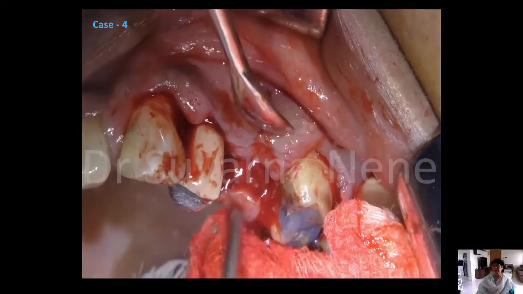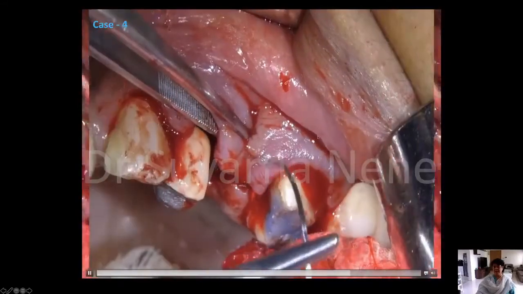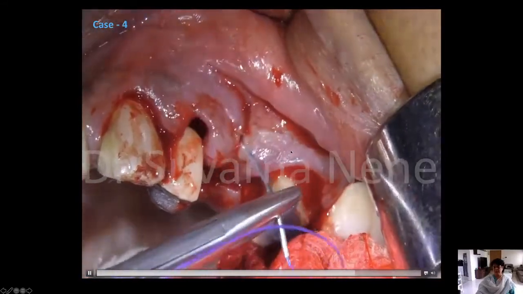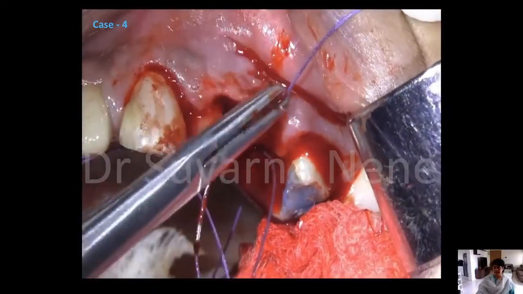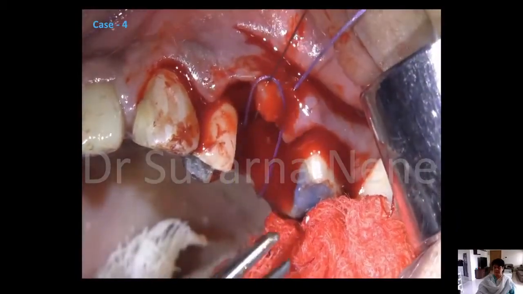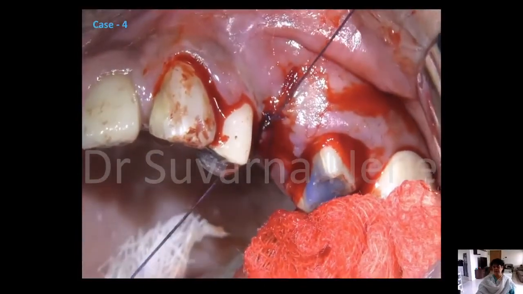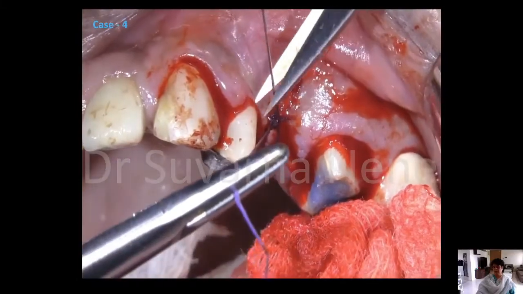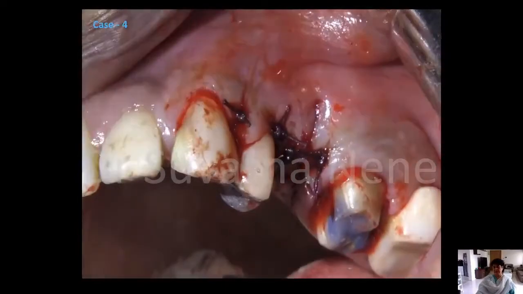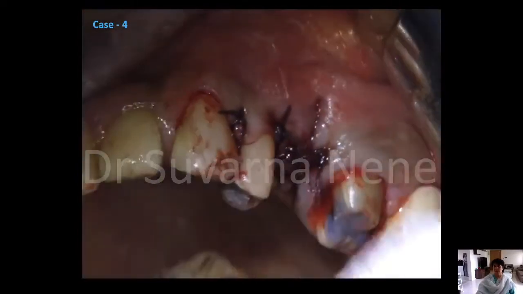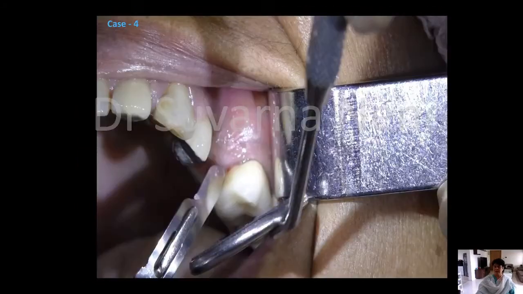There is no vertical releasing incision given, and as far as possible I would like to avoid vertical releasing incisions, and that's why one extra papilla has been opened. If you open it carefully and close it carefully, you will not find any residue. Then you can add sutures and close it primarily. So this surgery was done for taking care of the buccal dehiscence.